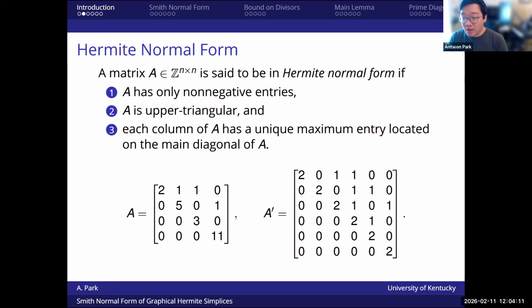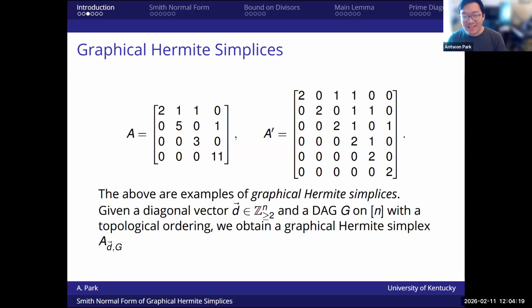In general, we're going to be working with Hermite normal forms of this flavor, where everything above that main diagonal is a 0 or a 1. And this is going to give us what graphical Hermite simplices are. Take a diagonal vector. For now, we're just going to say that your diagonal vector has to be at least 2. Things work well if you have it be 1, but to keep things interesting, you need to have things at least bigger than 2.